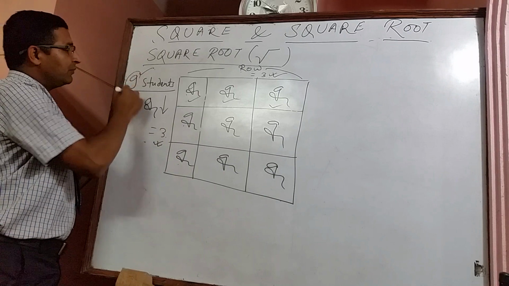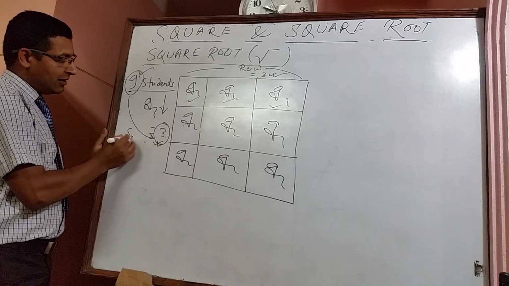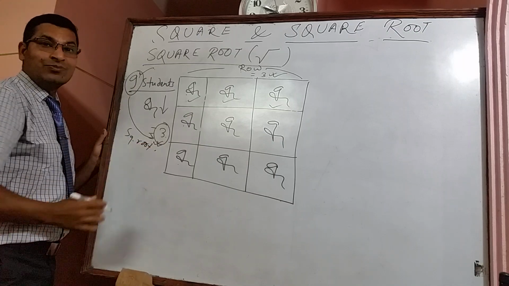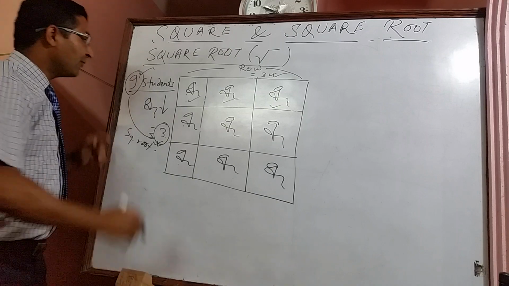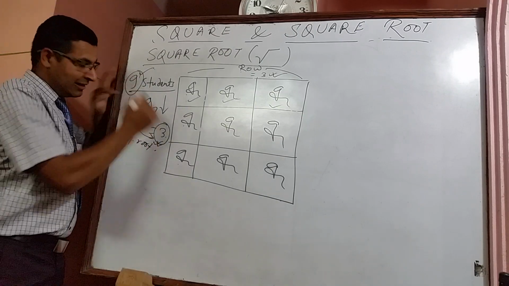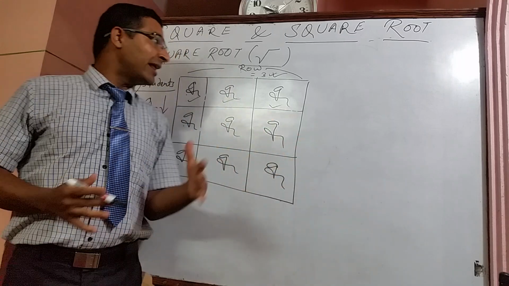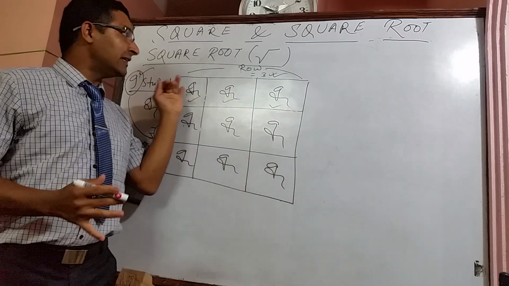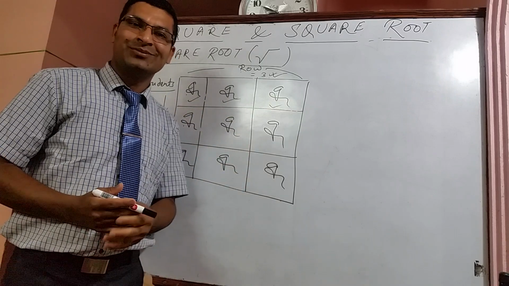What is the relation between 9 and 3? Yes, this is the square root. So, without arranging the students, first of all you find the square root of 9, that is 3, and you can tell, sir, yes, we have to arrange 3 students in each row and column so that it will be a square form.